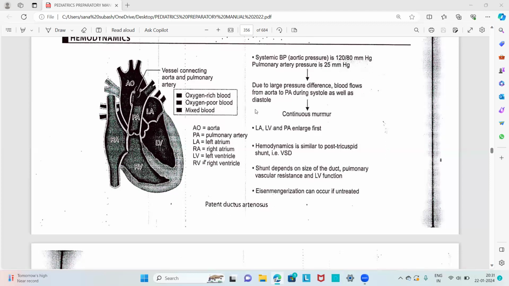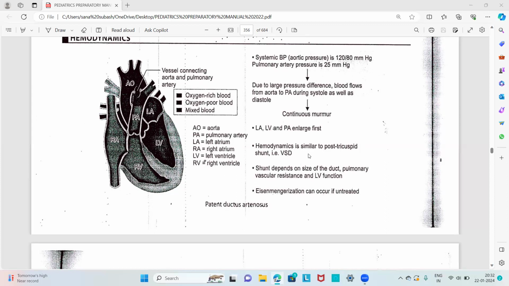Because of the increased flow to the left side of the heart, the left atrium, left ventricle and pulmonary artery enlarge first. The hemodynamics are similar to a post-tricuspid shunt like VSD, with shunting of blood from left to right, which results in decreased oxygenation and causes hypoxia, but there is no development of cyanosis. The shunt depends upon the size of the duct, pulmonary vascular resistance, and LV function.